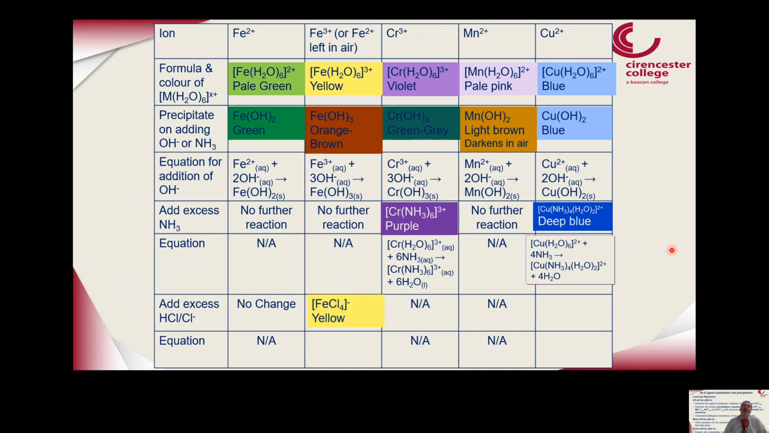Right, now what happens if we add excess chloride? If you add excess chloride to it, it's going to go yellow. And we've got that reaction happening.